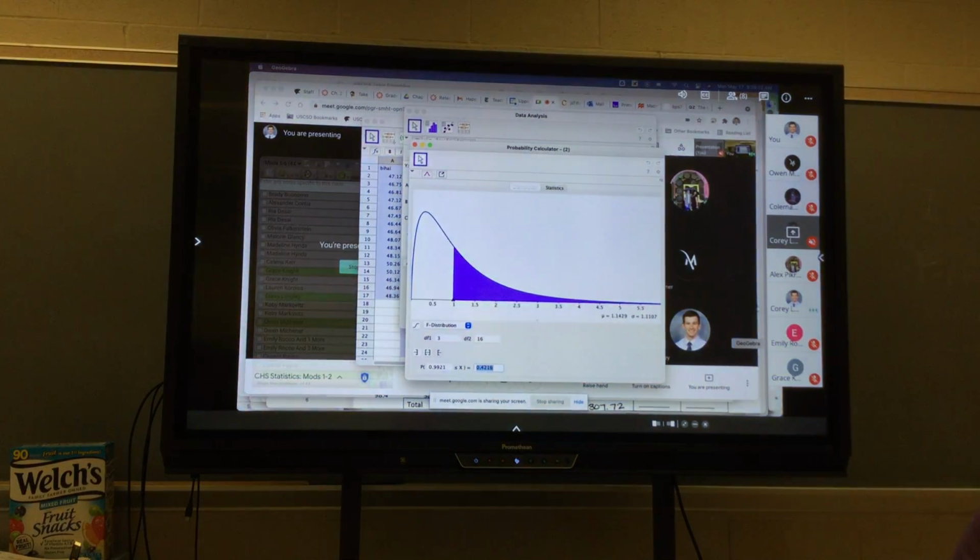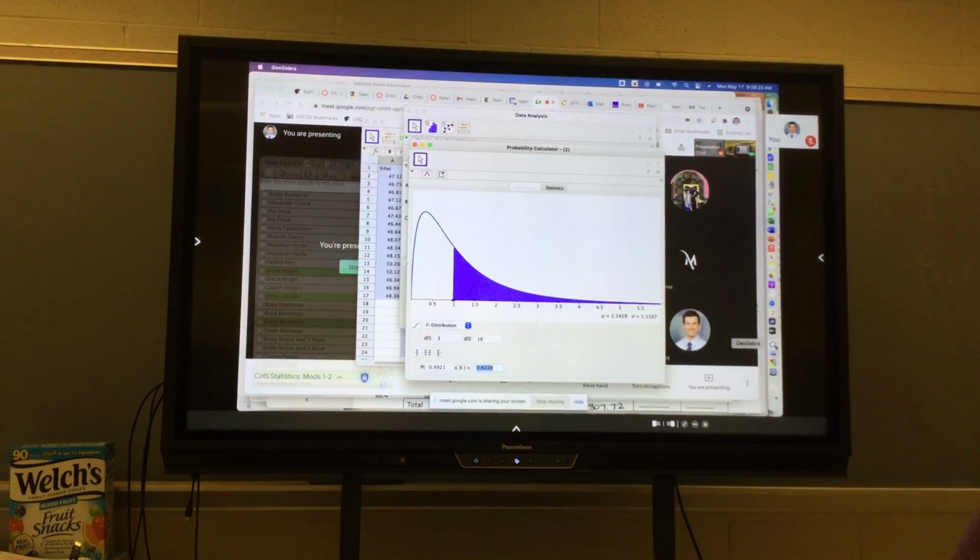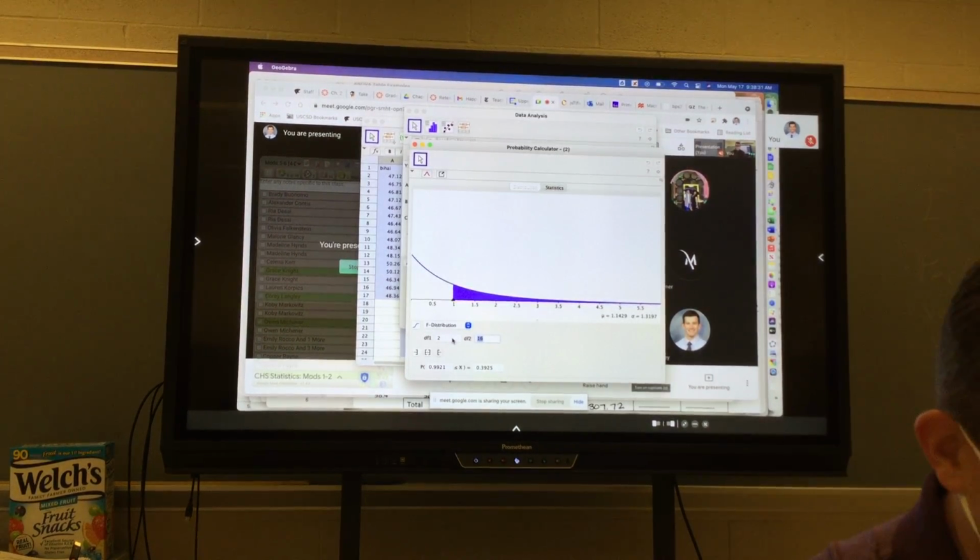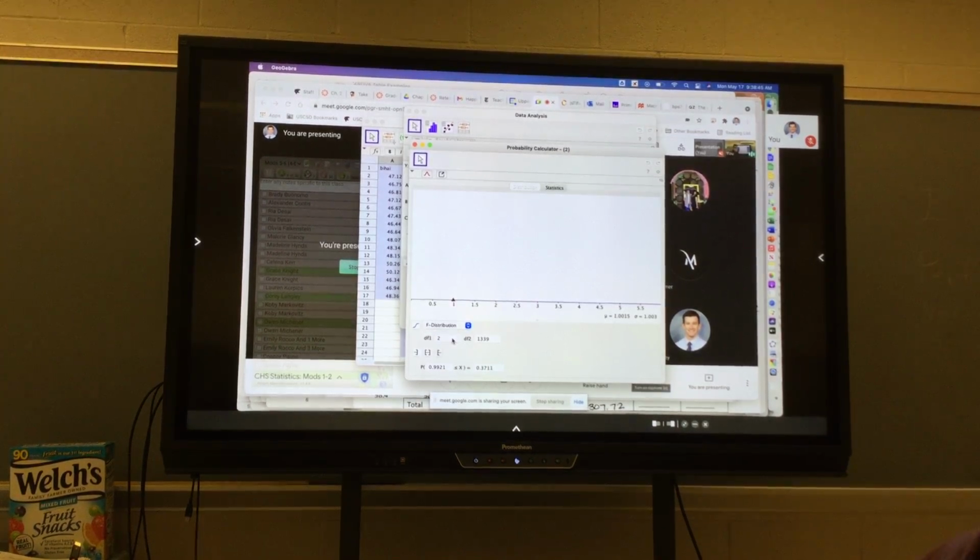All right, so in our probability calculator, here is our F distribution. We had 2 degrees of freedom for our first one, and for our second one, we had 1,339. We get a pretty distorted F distribution that we can't even see here. We know when we have an F statistic that high, we're probably going to get a p-value that's close to 0. But let's type this in here.